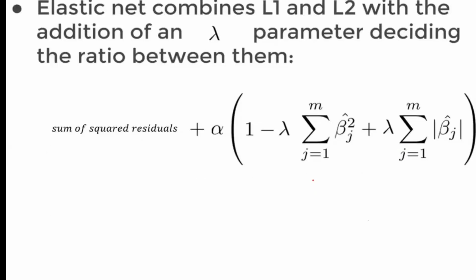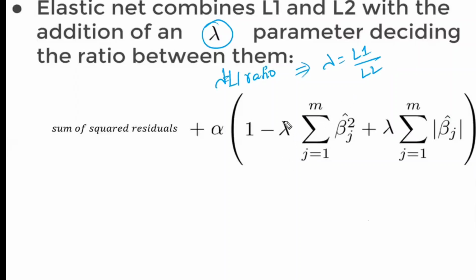Next one is elastic net. Elastic net is a combination of L1 and L2. It is going to depend on the lambda parameter. Lambda is the L1 ratio, which means how much percentage of L1 versus L2 you want to consider.